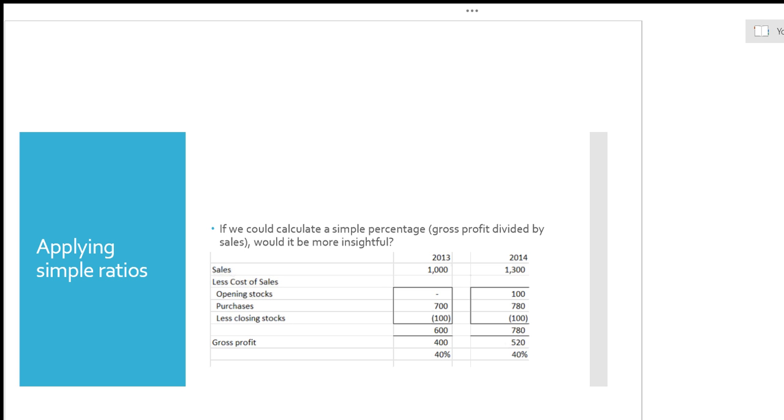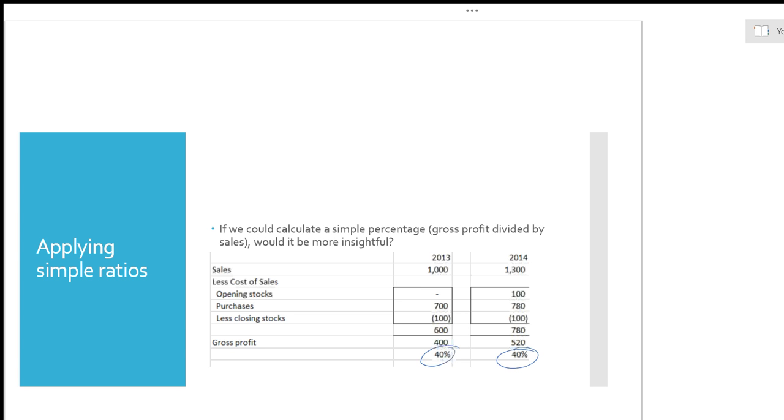If you were to calculate a very simple percentage, gross profit divided by sales, right? Don't you think that this gives us better understanding? By performing this computation for both periods, it shows us that, hey, the company's gross profit margin remained the same from 2013 to 2014. So is there any concern? Well, you could say business as usual, the business has been selling the same, so therefore the margin should be constant, right?